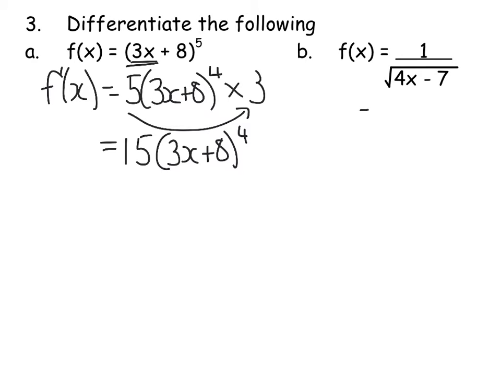On the second one, there's a bit of prep work involved. I'm going to bring that bracket up to the top, and that's going to become 4x minus 7. And remember, anything with a square root is a power of a half. So that's what we're differentiating.